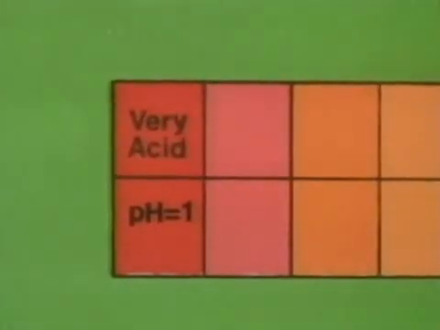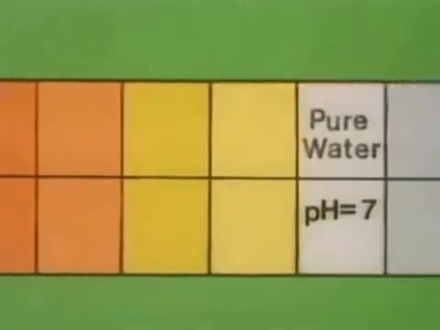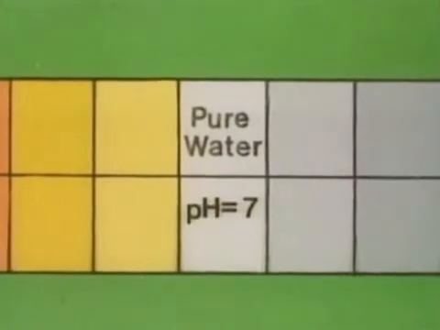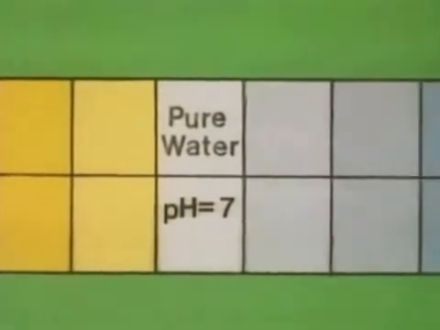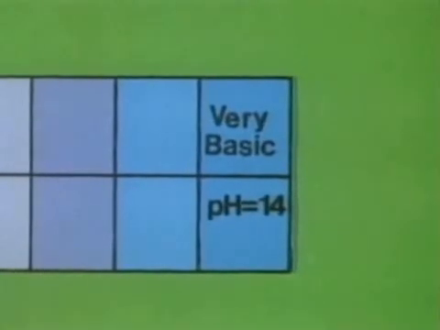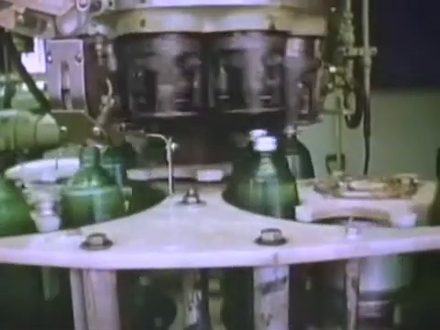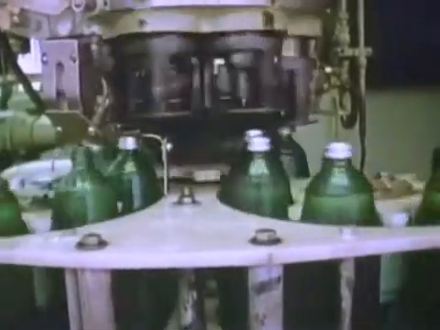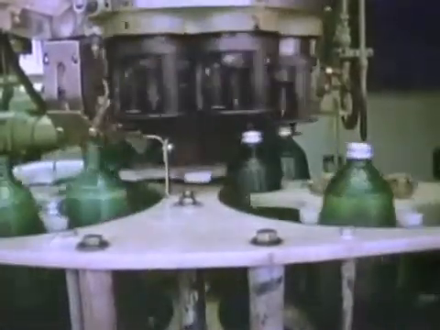Acidic solutions have a pH of less than 7, down to 1 or less. Pure water has a pH of 7, and very basic solutions have a pH of more than 7, up to 14 or more. The acidity of substances, of course, has importance far beyond beverage bottling plants.